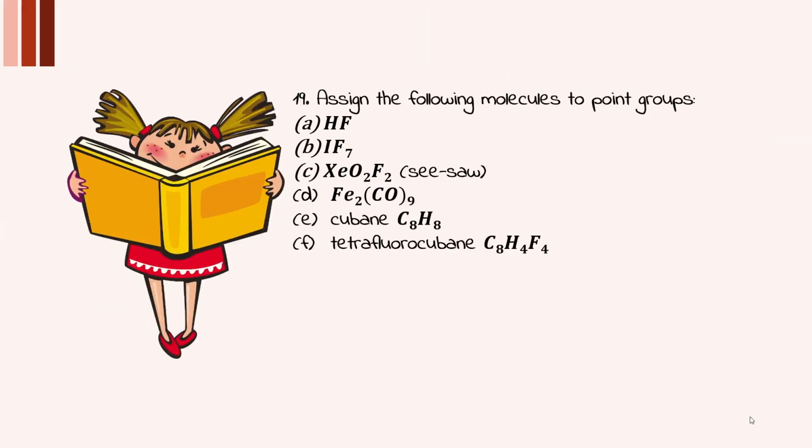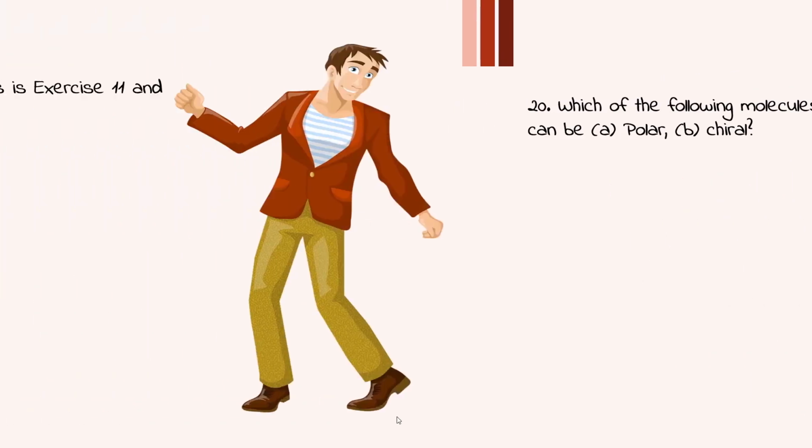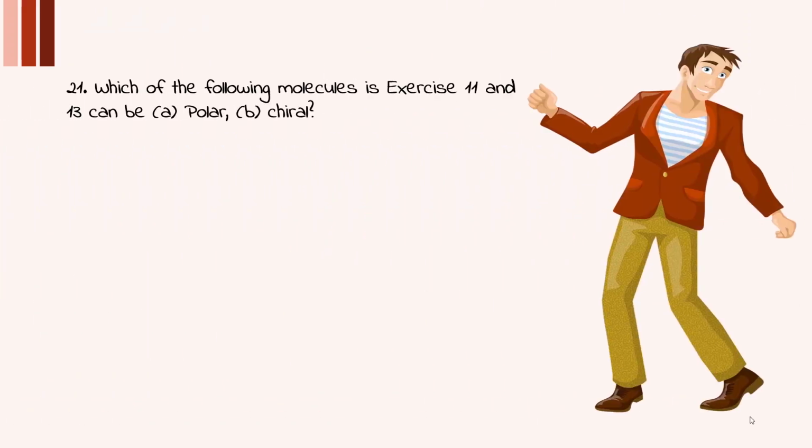Assign the following molecules to the point groups: HF, IF7, XeO2F2 seesaw structure, iron carbonyl, cubane C8H8, tetrafluorocubane C8H4F4. Not very difficult to assign, only just look at the structure and compare with the other elements. In one of the videos of molecular point group, we have described some of the structures. Which of the following molecules can be polar, like in the same questions that have been described?